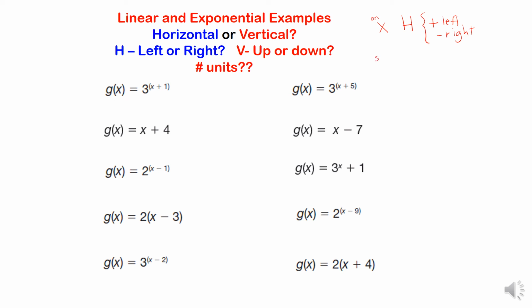If it's separate from the x, we know it's vertical, and plus is up, and minus is down. So let's look at this one.